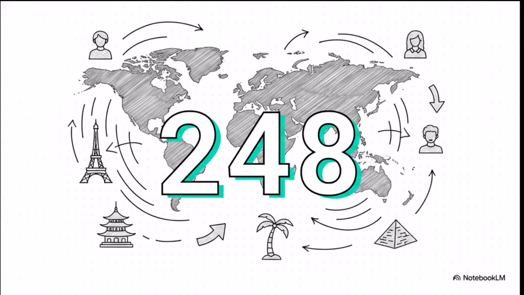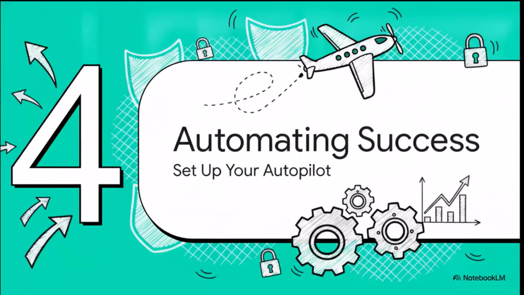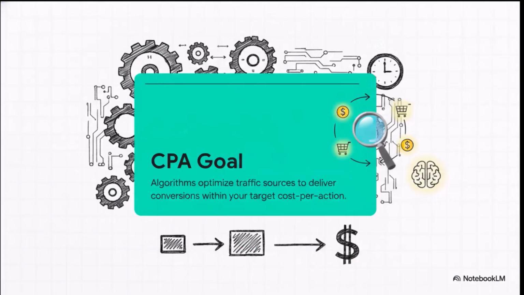All right, Section 4, automating your campaign success. If you're a beginner, pay close attention because this is probably the most crucial part of this explainer. This is where we set up the autopilot features that act as your ultimate safety net. Let's quickly decode some jargon you're going to see everywhere. CPA goal. This is an absolute lifesaver.